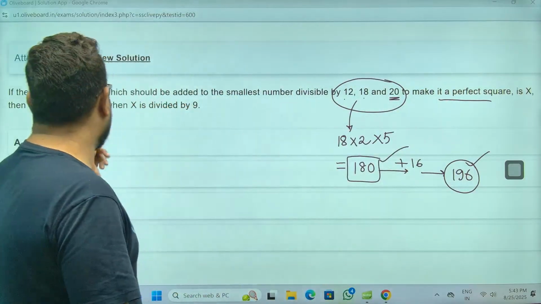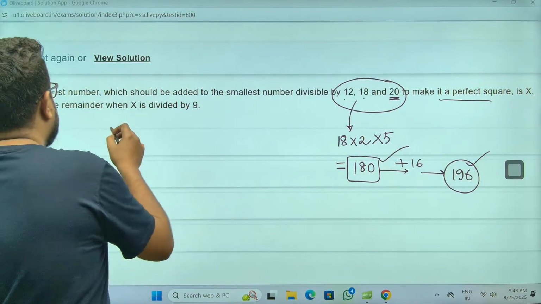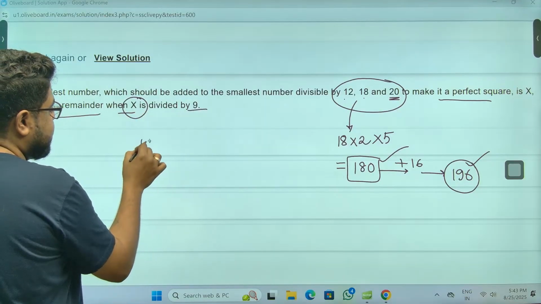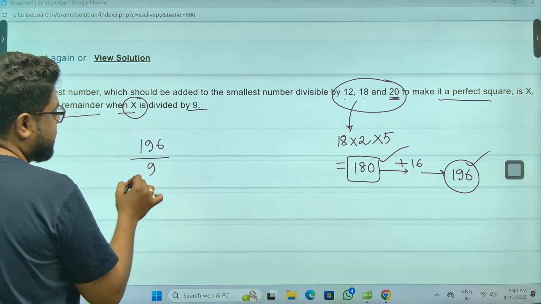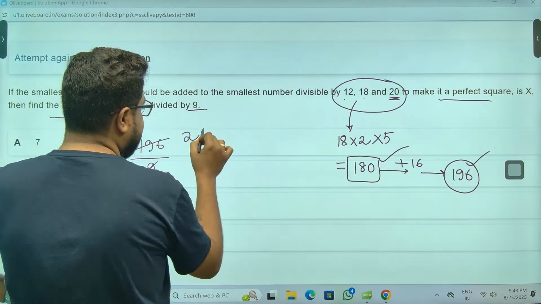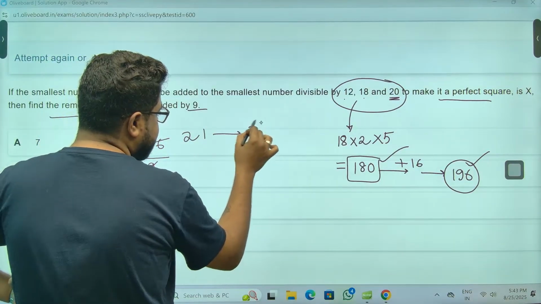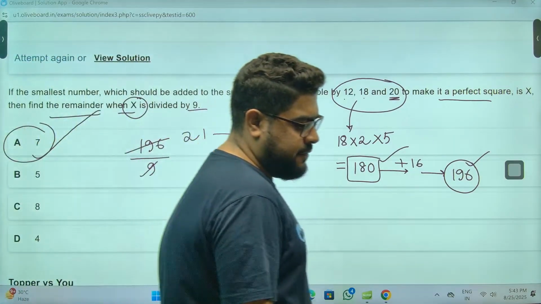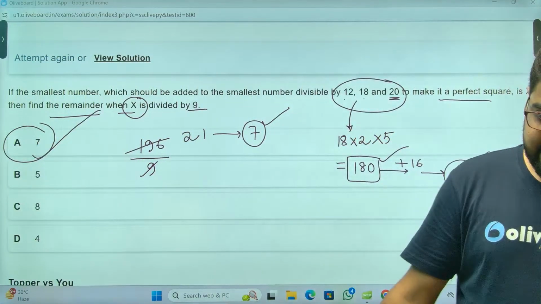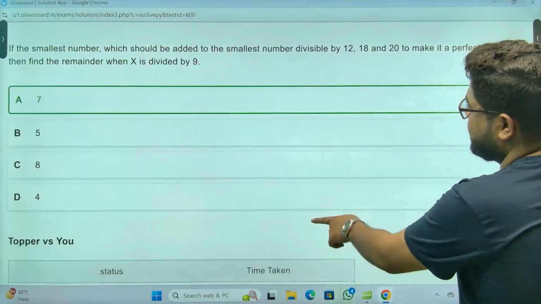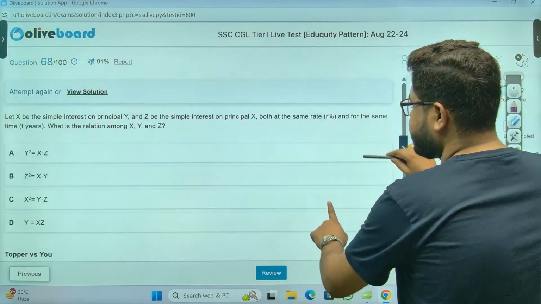If x is that, then find the remainder when x is divided by 9. 196, if you divide it by 9, what will be the remainder? 9 2s are 18. Sir, 9 ones are 9. So 7 is the remainder, sir. 7 is the remainder, option A. Very, very simple once again. Very simple question. There was nothing to it, sir.